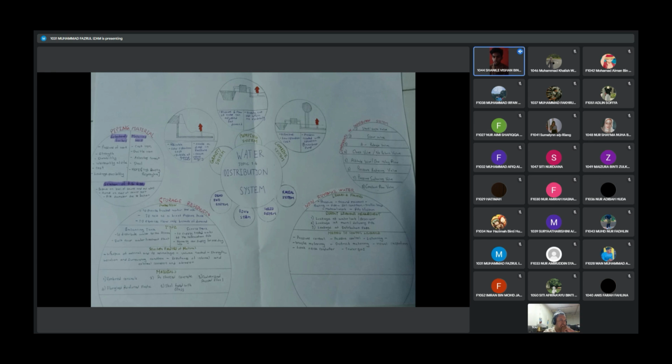Next, we have the water distribution system. So water distribution system has 4 systems, which is dead end system, ring system, grid system, and radial system. In this water distribution system, we also need to know the piping material, the storage reservoirs, non-revenue water, and components in distribution system. Next slide.